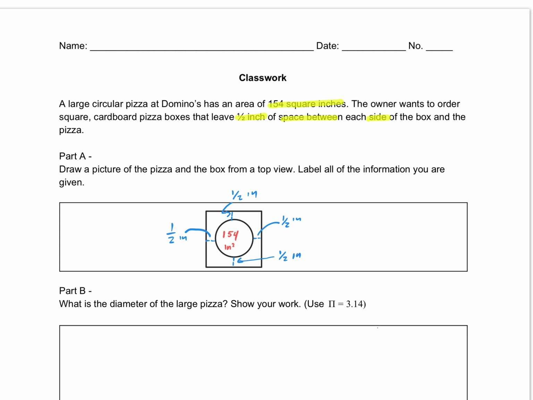We are writing that each side has a half inch of space. So between the area of the pizza that is 154 inches square to the edge of the box, there is a half inch. Make sure that you do that part. Now, let's go to part B.